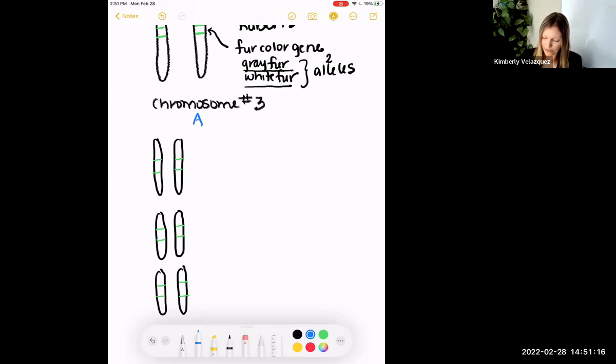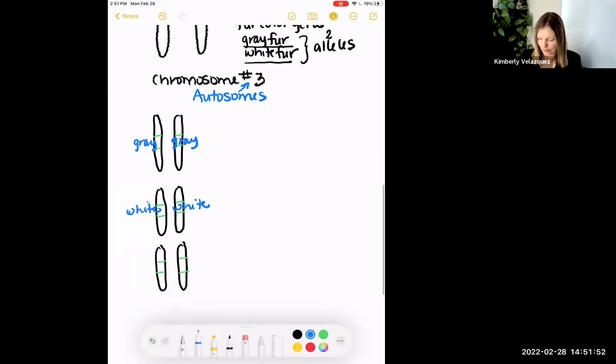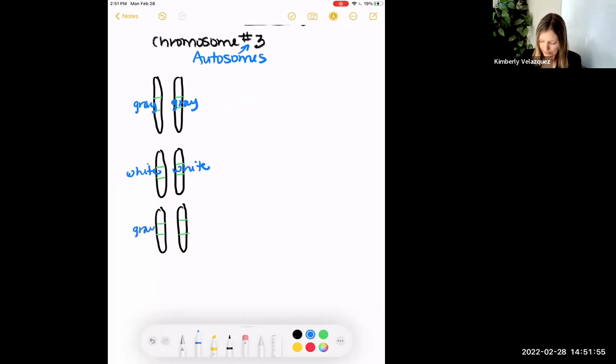And let's say that this is one of the autosomes, because it's chromosome number 3. And chromosome number 3 in rabbits is an autosome. It's not a sex chromosome. And there are 2 different alleles for fur color. And let's say possibility number 1, this rabbit got gray from one parent and gray from the other parent. So they only have gray alleles, 2 the same. In this situation, this rabbit got white and white. And now this rabbit got one of each, gray and white.